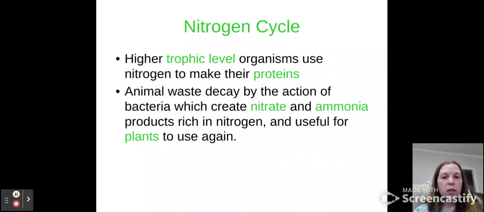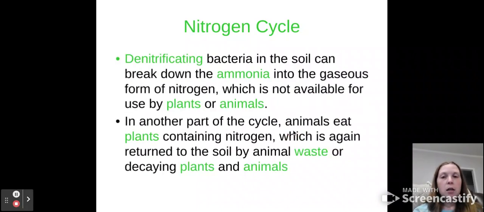Animal waste will decay by the action of bacteria, and that creates nitrates and ammonia in the soil, which is useful for plants to grow again. Denitrifying bacteria in the soil can break down ammonia into gaseous forms of nitrogen, which are not available for use by plants and animals. And in another part of this cycle, animals eat those plants containing nitrogen, which is again returned to the soil by animal waste and decaying plants and animals.